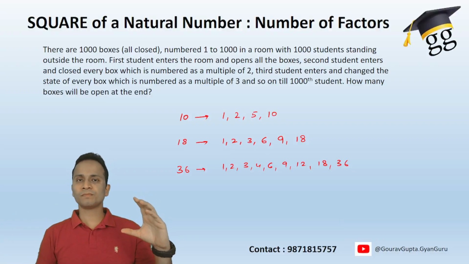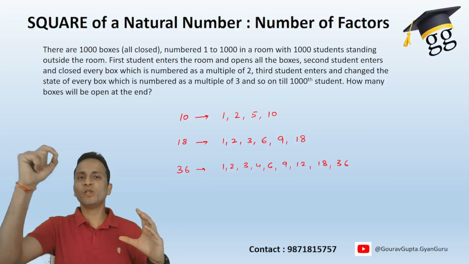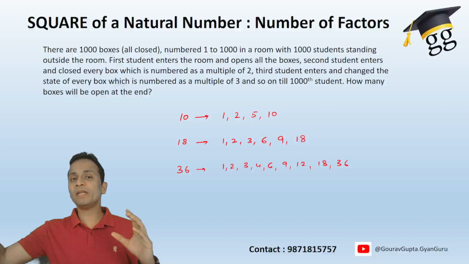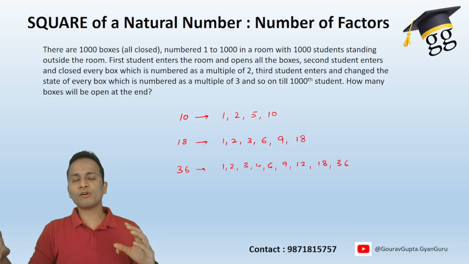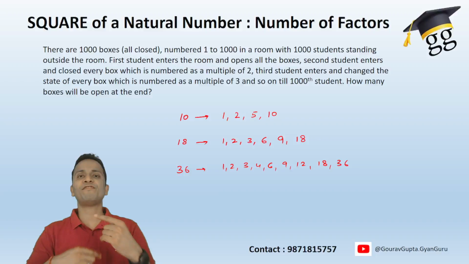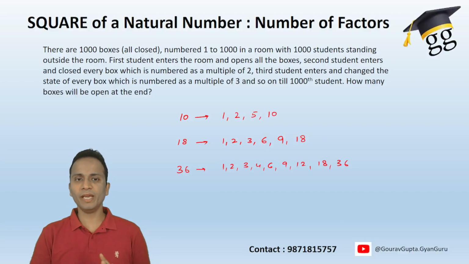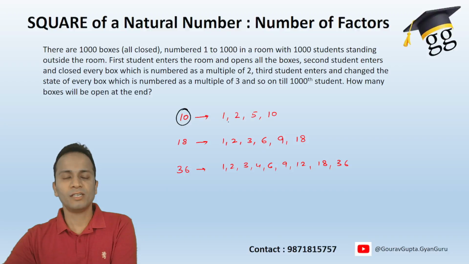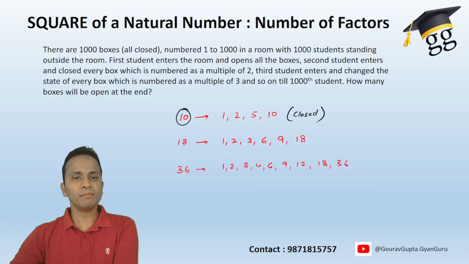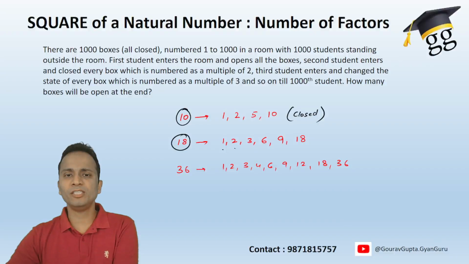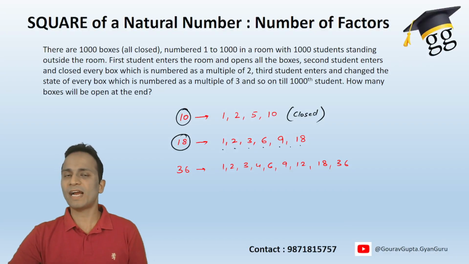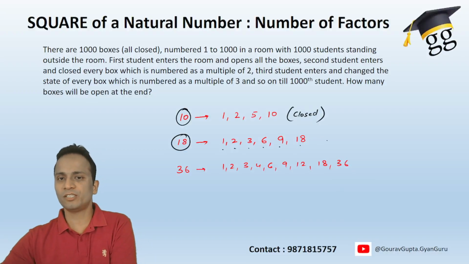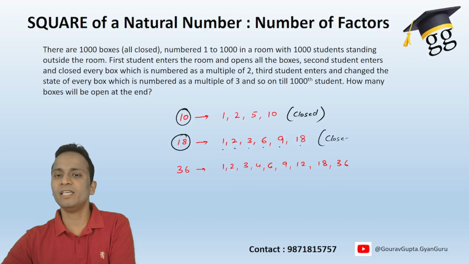Initially the box was closed. If a box is touched by 2 students, first will open it, second will close it. Then third will open it, fourth will close it. So if an even number of students are approaching any box, then finally the box will be closed. So box number 10 is approached by 4 students, which is an even number. So this box will be closed at the end, right? Similarly, box number 18, number of factors is 1, 2, 3, 4, 5, 6. 6 factors. It will be approached by 6 students. It is approached by an even number of students.